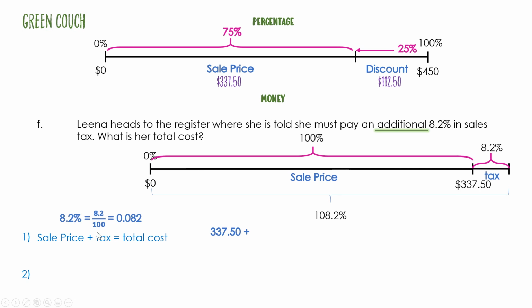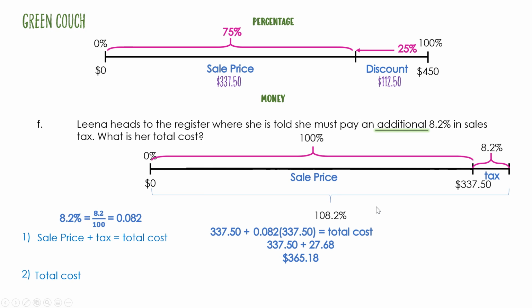So my tax is 8.2% of $337.50. So to find 8.2%, I have 8.2 hundredths, which is the same as 82 thousandths, so 0.082. I'll multiply that by my sale price here. I'll do multiplication first. So I have $337.50 plus $27.68, which gives me a total cost of $365.18.